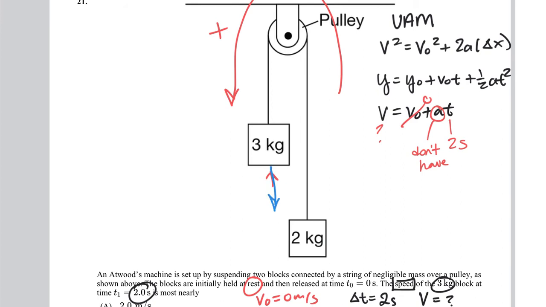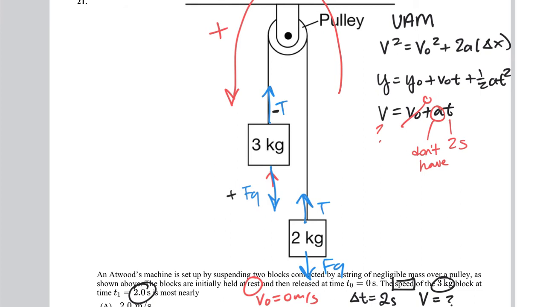Since it's moving downwards, I'm going to draw the free body diagram. For the 3 kilogram block, we have tension, tension, and then force of gravity, force of gravity. So think about the positive direction: for tension, for the 3 kilogram block, it's going to be negative. For force of gravity, it's going to be positive because it's going in the same direction of motion.